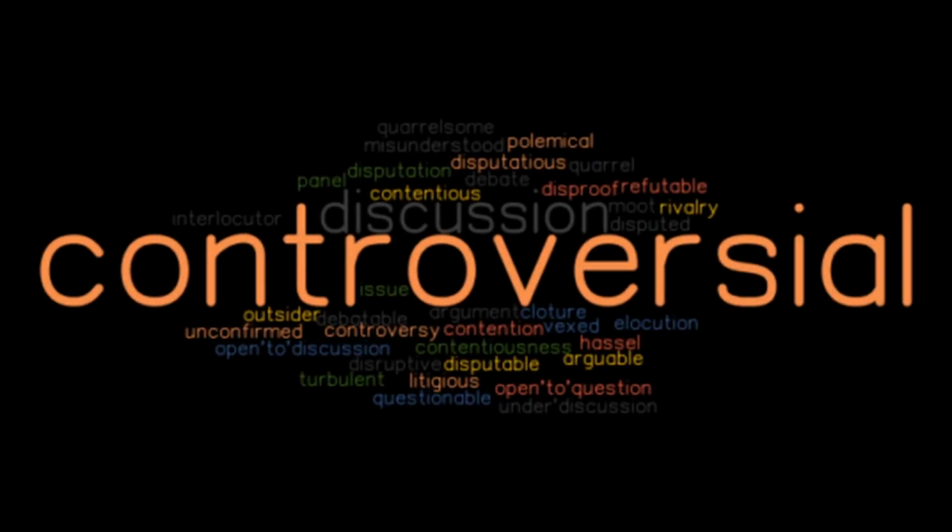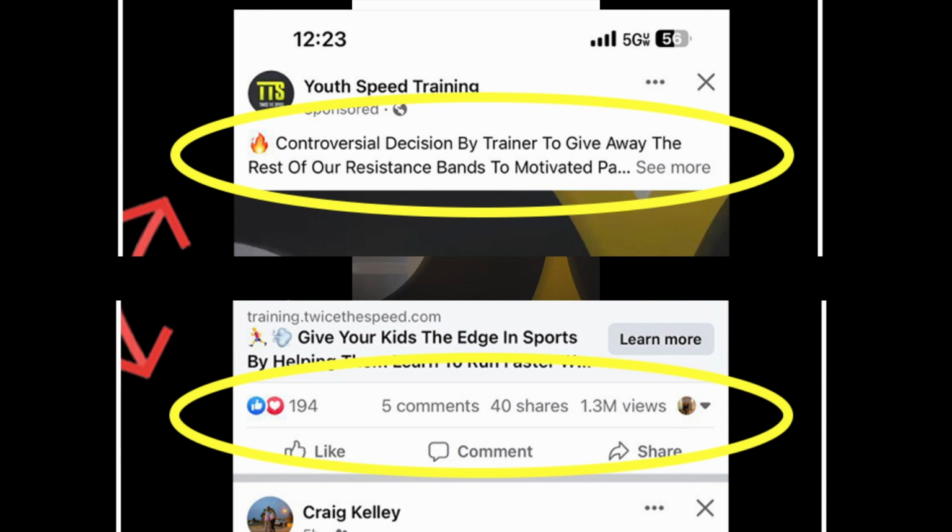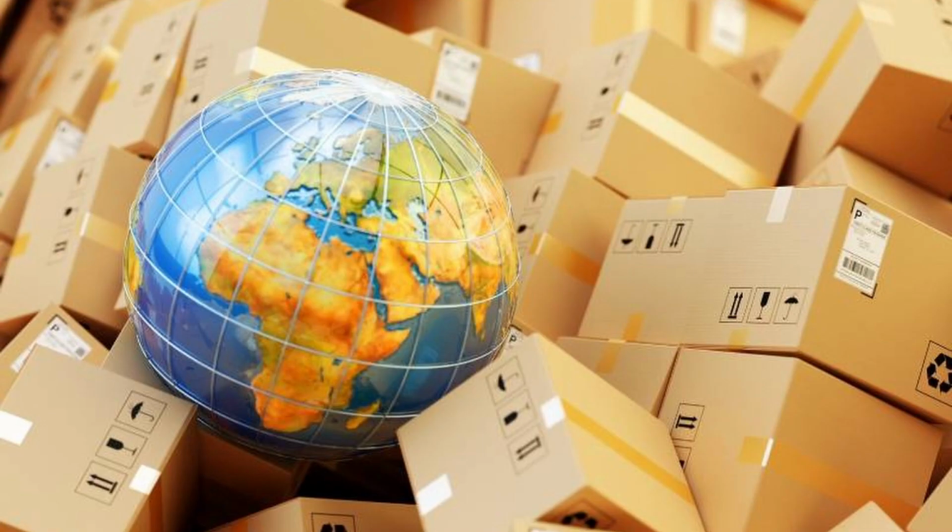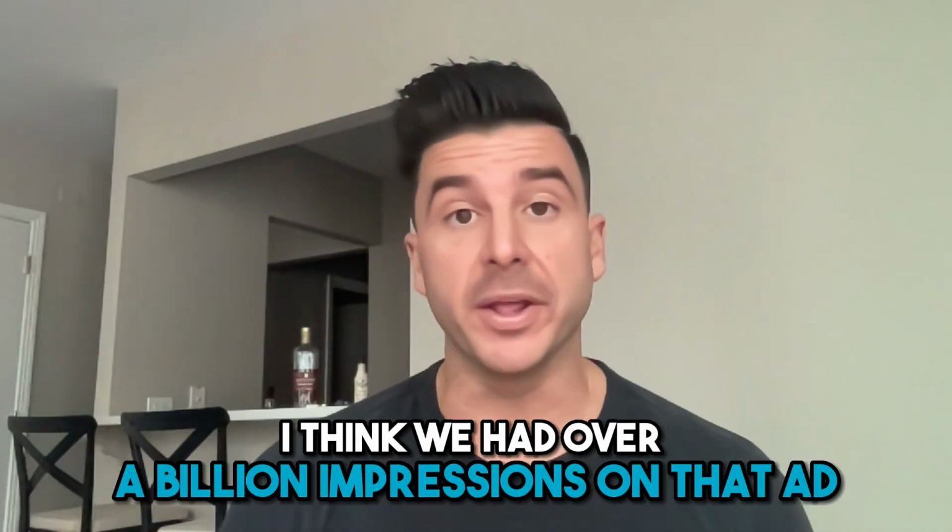One of our best words that we ever used for Twice Speed was controversial. We said something related to resistance bands. It was like controversial decision by sports trainer to give away resistance bands for the cost of shipping and handling. It was something like that. I think we had over 1 billion impressions on that ad.